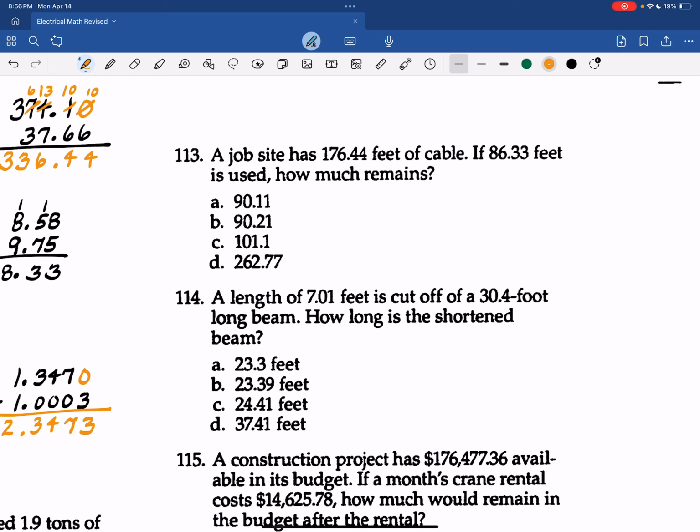A job site has 176.44 feet of cable. If 86.33 feet is used, how much remains? So unfortunately, this is subtraction. It's not as horrendous, though, as that last one. Actually, it's not horrendous at all. 90.11 feet.